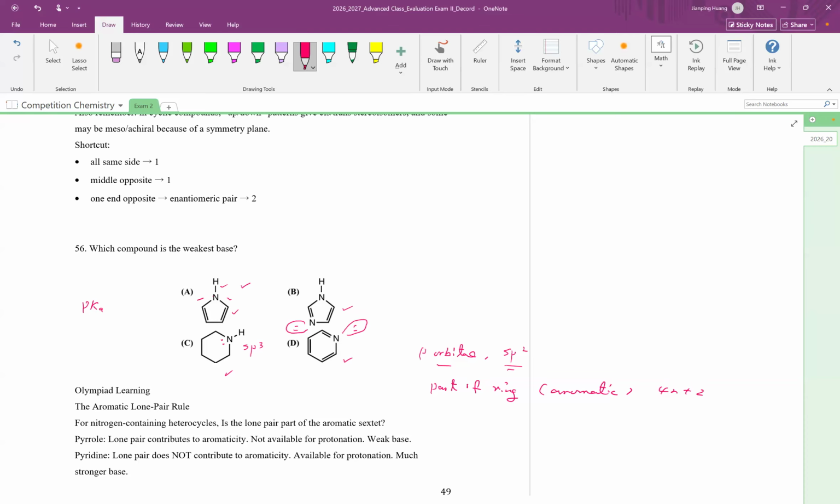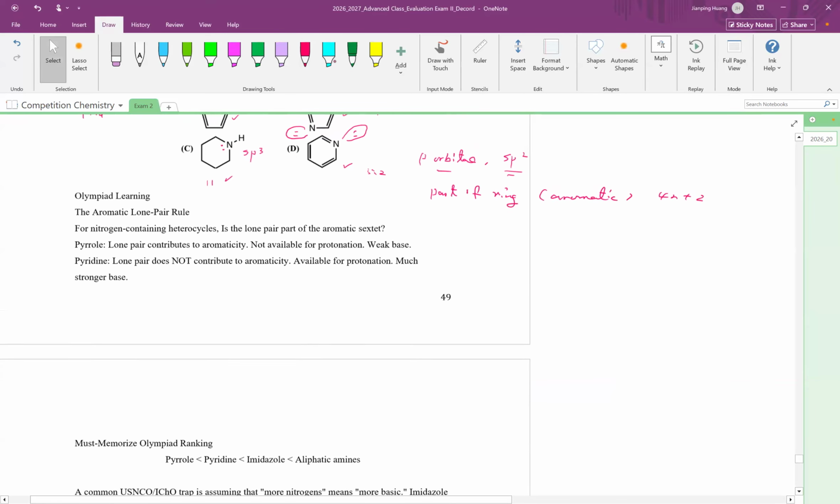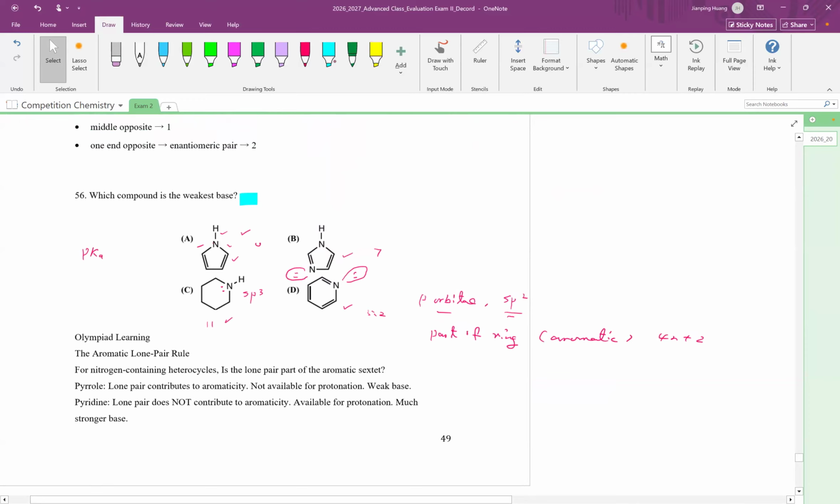This one, it is 11. This one is a 7. This pyridine is a 5.2. Here is a 0. You got it? Okay. This question is common. We discussed it so many times. Now the time is good, a little bit stressed out. I wanted to finish. Okay.